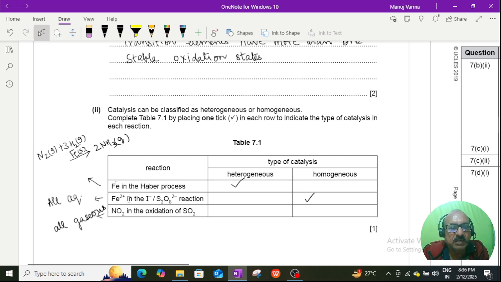In this reaction, Fe2+ and I− are all ionic and they are all in the aqueous state, so it is homogeneous. In the NO2 reaction, oxygen and sulfur dioxide are gaseous, and so is NO2, so all are gaseous. So once again this will also be an example of homogeneous catalysis.